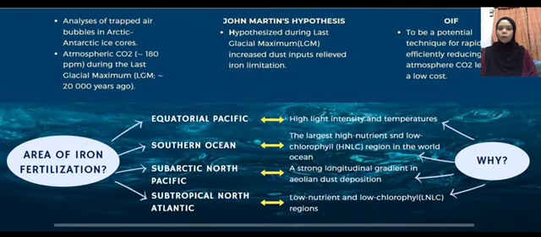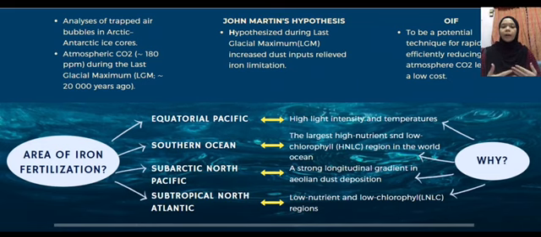Next, we will move on to the areas of iron fertilization. From this research paper, there are 4 areas of iron fertilization. The first one is the Equatorial Pacific, the second one the Southern Ocean, the third one the Subarctic North Pacific, and the last one is the Subtropical North Atlantic.